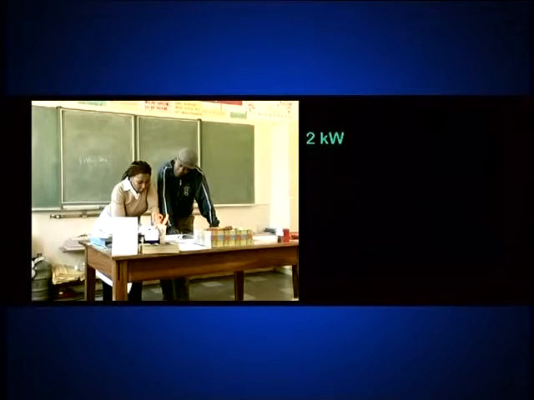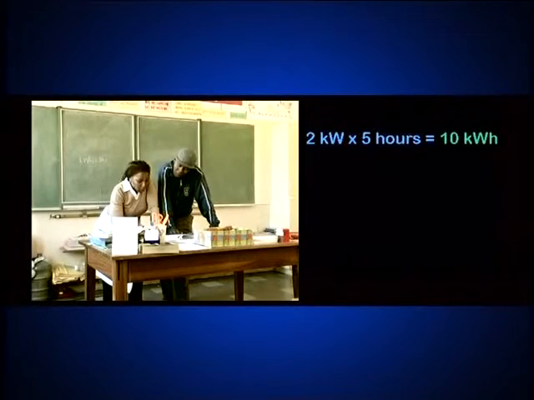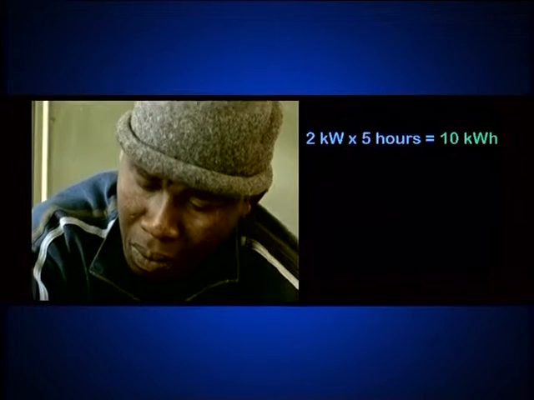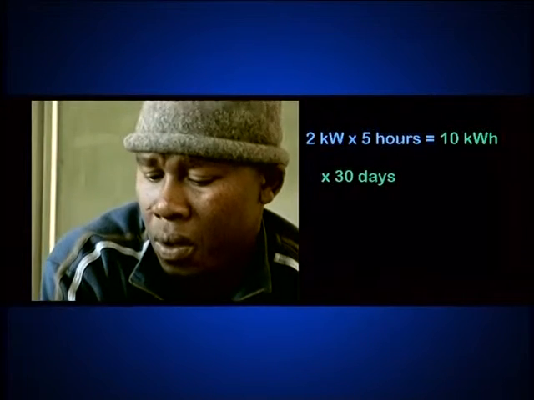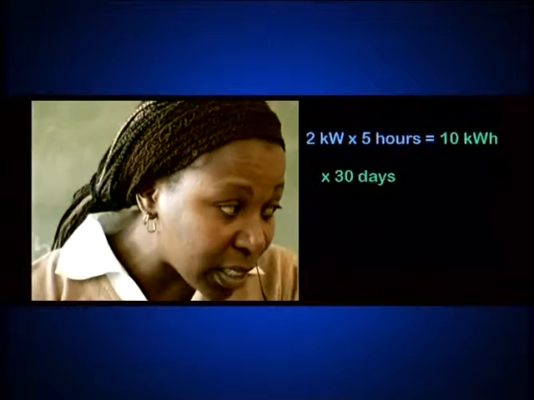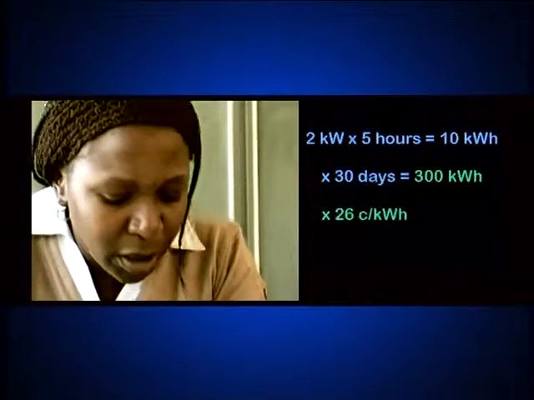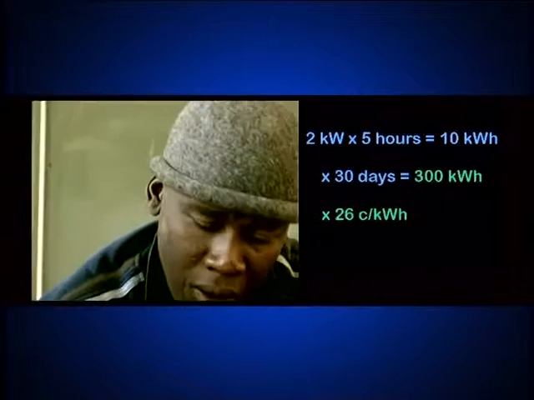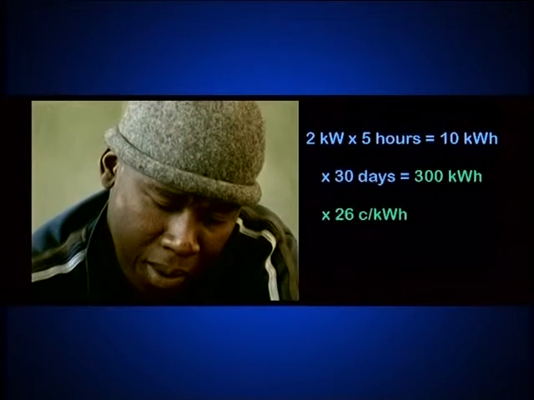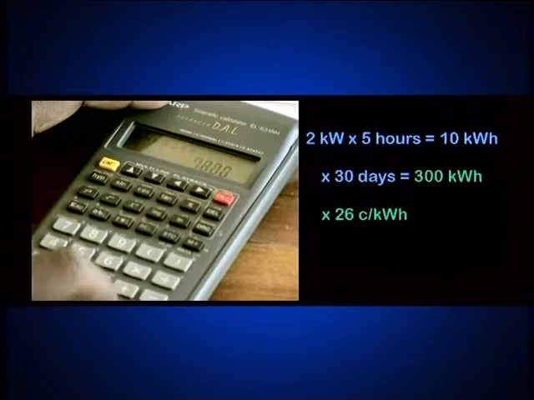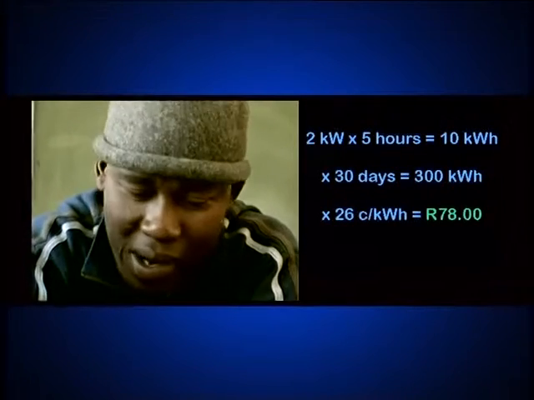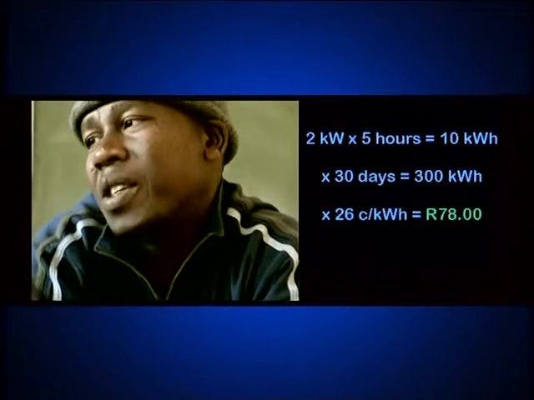Okay, now we have to work out the individual costs of appliances. A 2 kilowatt heater uses 10 kilowatt hours if you leave it on for 5 hours. Then per month, you've got to multiply that with 30 days, which gives you 300 kilowatt hours. Multiply that with 26, please. 7,800, and that is 78 rand.